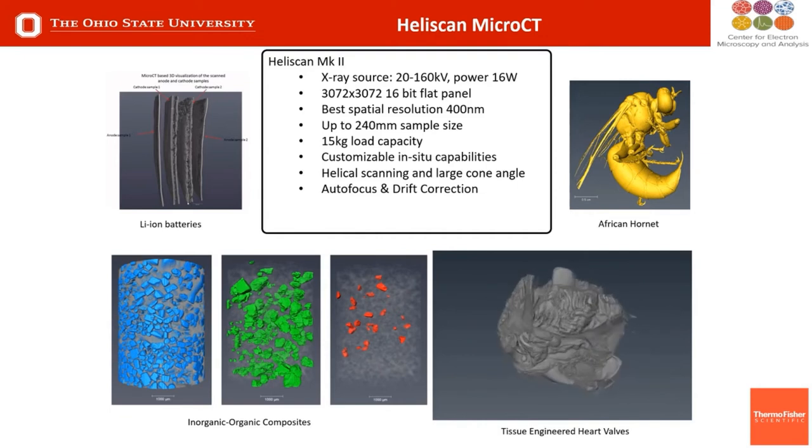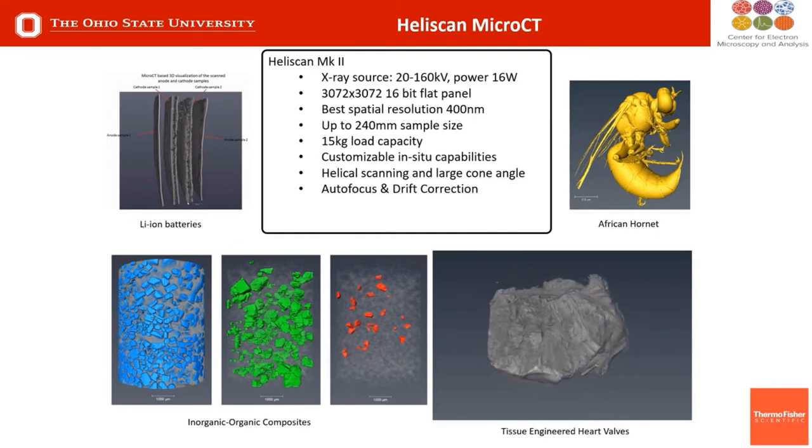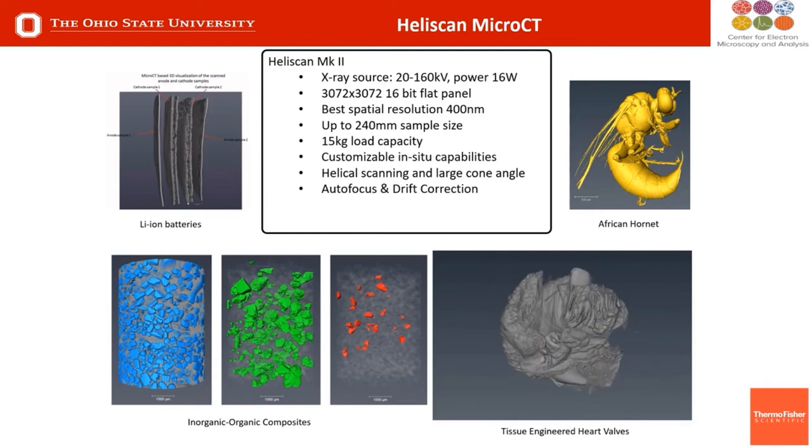In the upper right-hand corner, we have an African hornet. You can see the shape and the structure of this insect, but we also can see the entire inside of the insect with our data. And so that allows us to now non-destructively look at an insect and make some decisions.